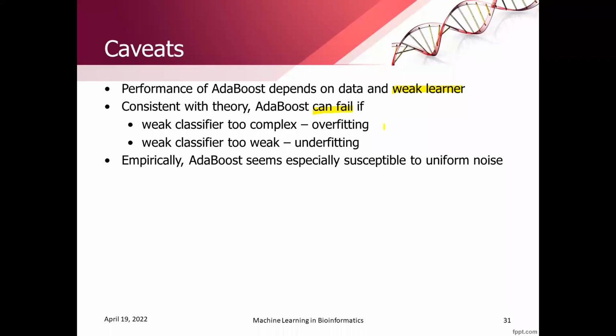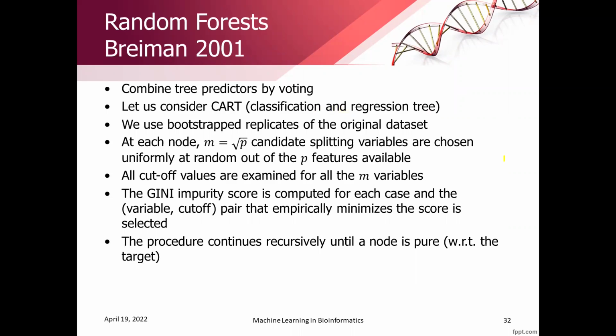Empirically, it was already applied on many methods, and uniform noise could disturb. By disturb, I mean that the resulting classifier has some error, and it's not possible to decrease it anymore in the presence of some noise in the training set.